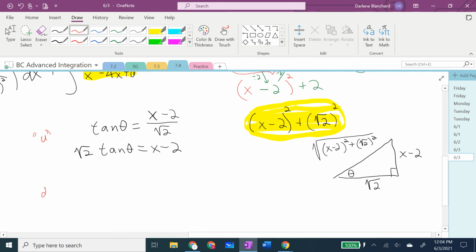I need the du. So I take the derivative, and I'm going to do it from this point of view. So constant multiple, derivative tangent. Everybody? Yeah! Secant squared theta d theta. And then on the right, derivative of x minus 2 dx.